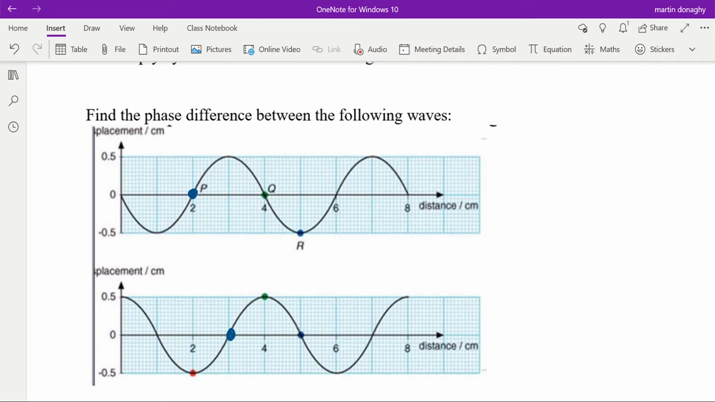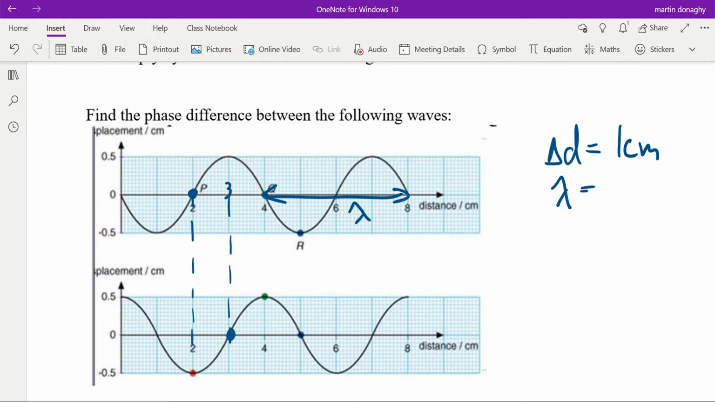It doesn't really matter. If we pick those two identical points, we should see that the difference there in the distance between them is, well, that's 2, that's 3, so it is just 1 centimeter. The wavelength of both of those waves, notice that has to be the same. The two waves have to have the same wavelength, otherwise the phase difference will constantly be changing and we can't really then calculate a wavelength. So lambda there is 4 centimeters.